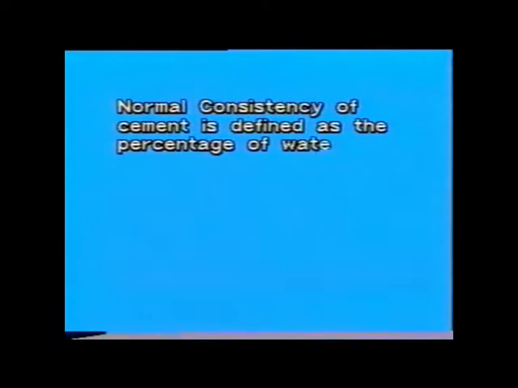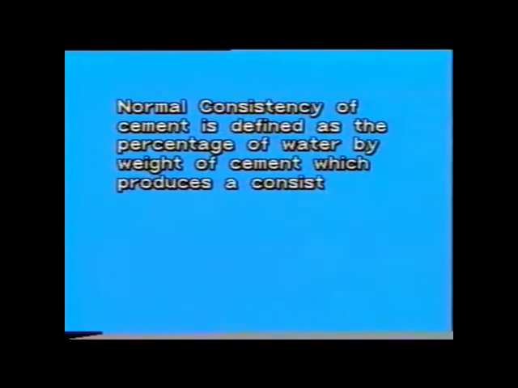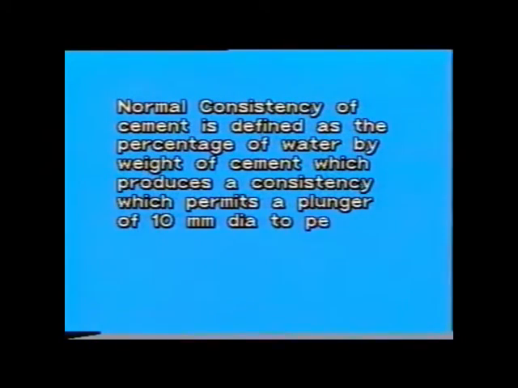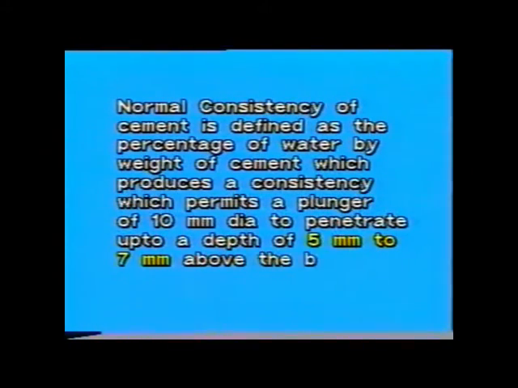Normal consistency of cement is defined as the percentage of water by weight of cement which produces a consistency which permits a plunger of 10 millimeter diameter to penetrate up to a depth of 5 to 7 millimeters above the bottom of Vicat mold.